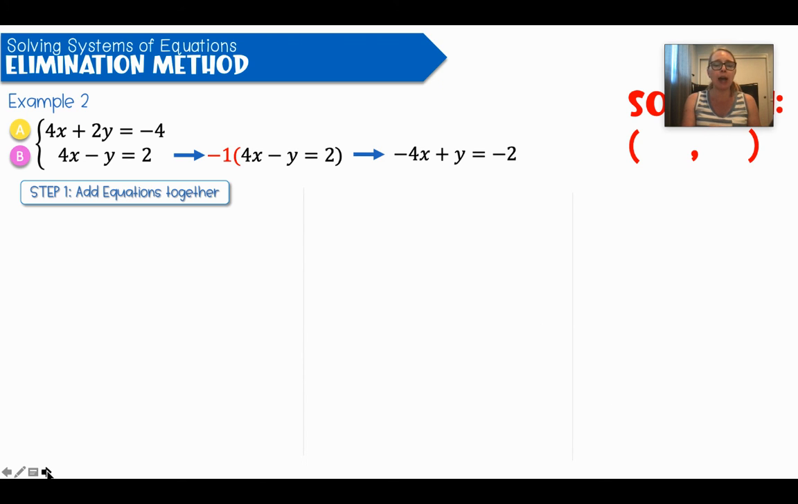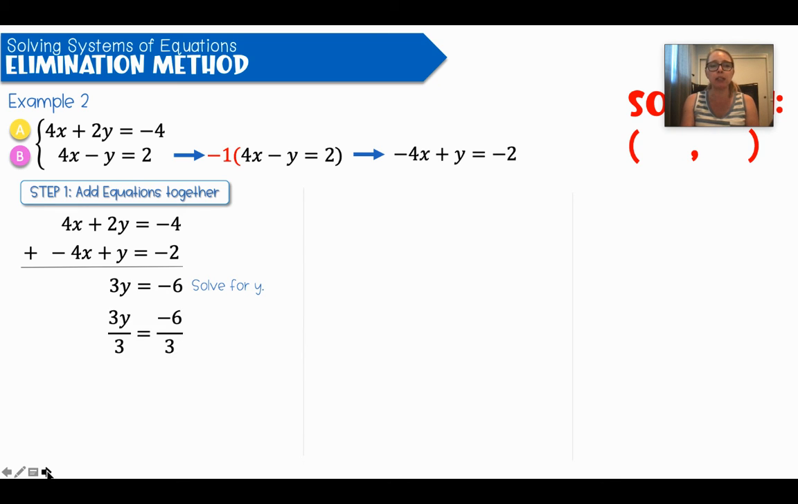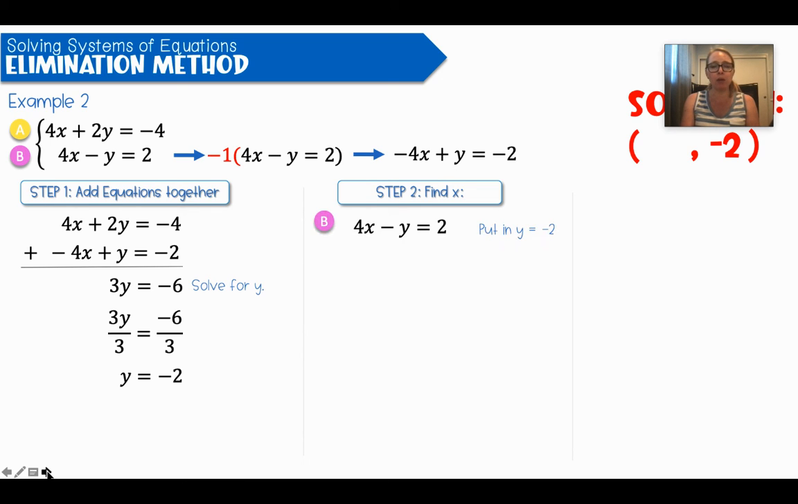Let's go ahead and add our equations together. So in this case, our x's are going to be our zero pair, and we have 3y equals negative 6. We're going to divide both sides by 3 to get y equals negative 2. So now we have the y part of our solution. Let's go ahead and find x. We are going to pick either equation A or B, and then we're going to plug in -2 for y.